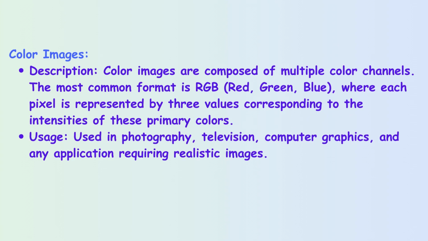Color images. Description: color images are composed of multiple color channels. The most common format is RGB, red, green, blue, where each pixel is represented by 3 values corresponding to the intensities of these primary colors. Usage: used in photography, television, computer graphics, and any application requiring realistic images.